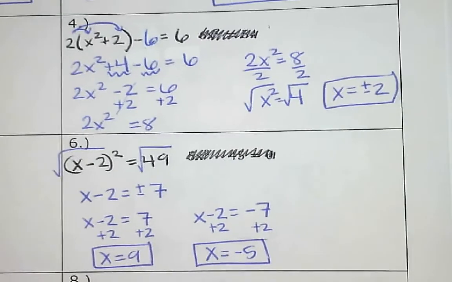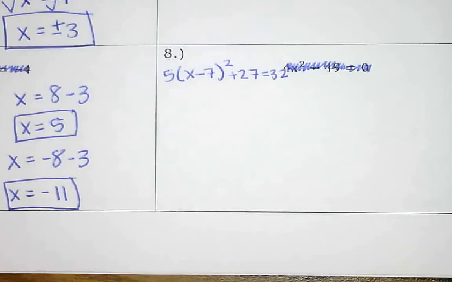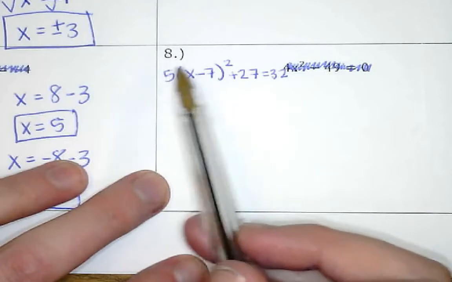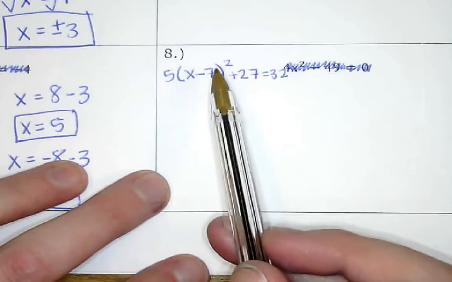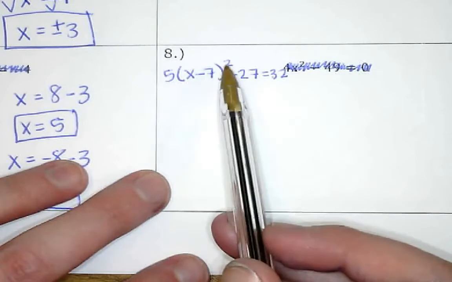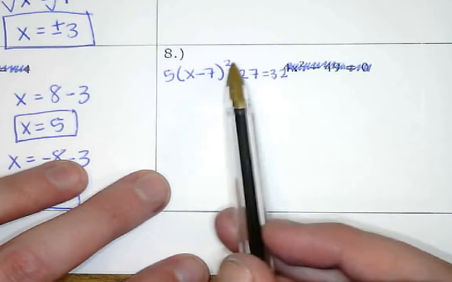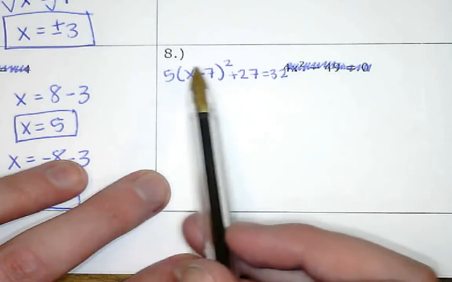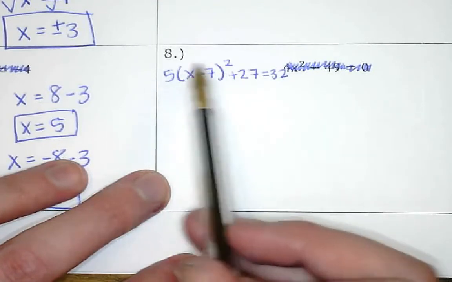So now, for number 8, I want to actually do this one with you guys. All right? So for number 8, the biggest mistake I see with folks on number 8 is they try to distribute this 5 and make that 5x minus 35. Can we do that, though? Because of that squared. So we have to treat this x minus 7 kind of like it's its own term.